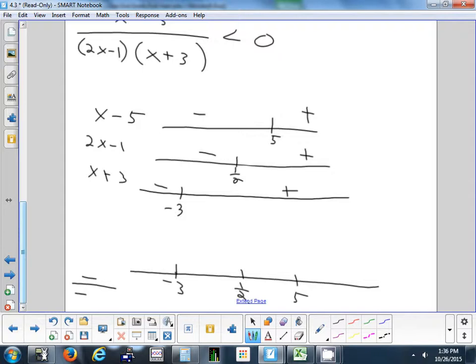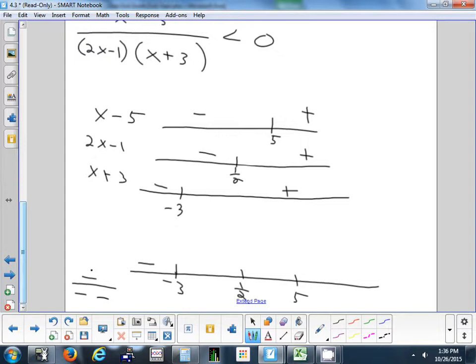Negative. And then in the last one, smaller than -3. Okay, what's negative times negative? Positive. And what's a negative over a positive? It's a negative. So now the next section should be positive.